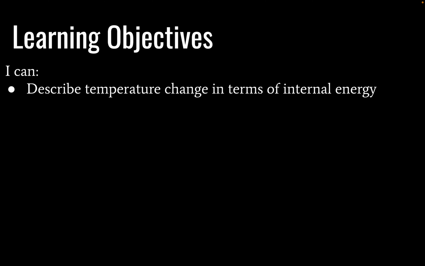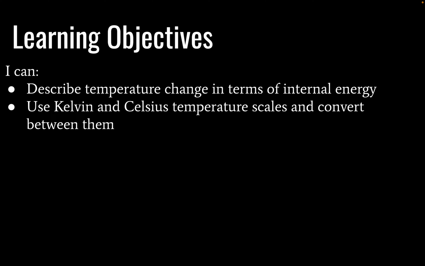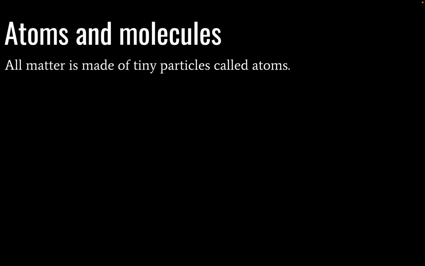Okay, so your learning objectives for lesson 1 will be to describe temperature in terms of internal energy. By the end of this lesson, you'll be able to do that. You will also be able to use Kelvin and Celsius temperature scales and convert between them. Now these are only two learning objectives, but there's actually quite a lot to cover here, so let's jump in. First, let's talk about matter.